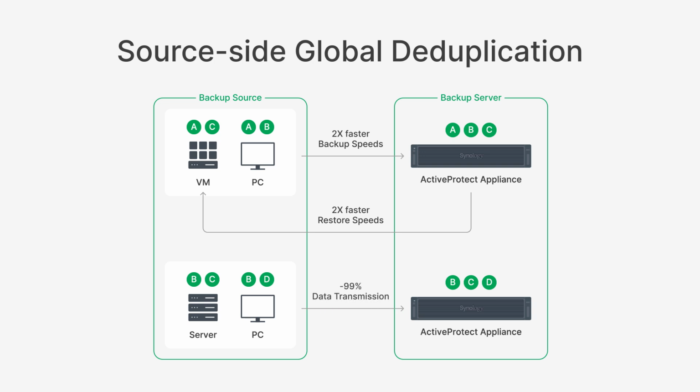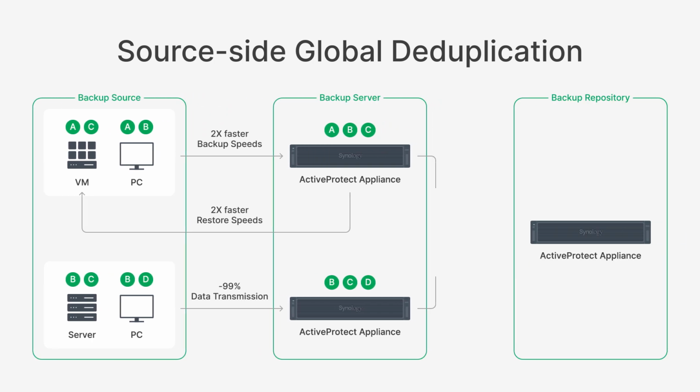You also gain cross-site deduplication whenever you're pushing your backup copy to an ActiveProtect appliance or an ActiveProtect vault off-site. On average, we're seeing a 2-to-1 data reduction ratio, and that could vary depending on how much duplicate data you have in your environment. But as you can see, if you have ActiveProtect Manager on the agent, your backup server, and your backup repository, you gain the most benefits from global, source-side, and cross-site deduplication.